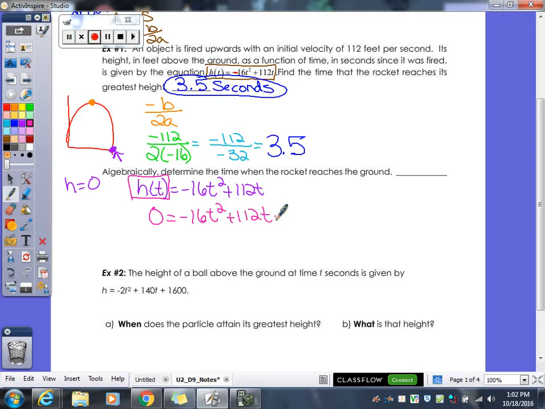So 0 equals negative 16t squared plus 112t. What kind of factoring is this going to be? GCF, yes. What is our GCF? Not just 16. Negative 16, and then what else? T. So when I take out my negative 16t, I get t minus 7 inside the parentheses.